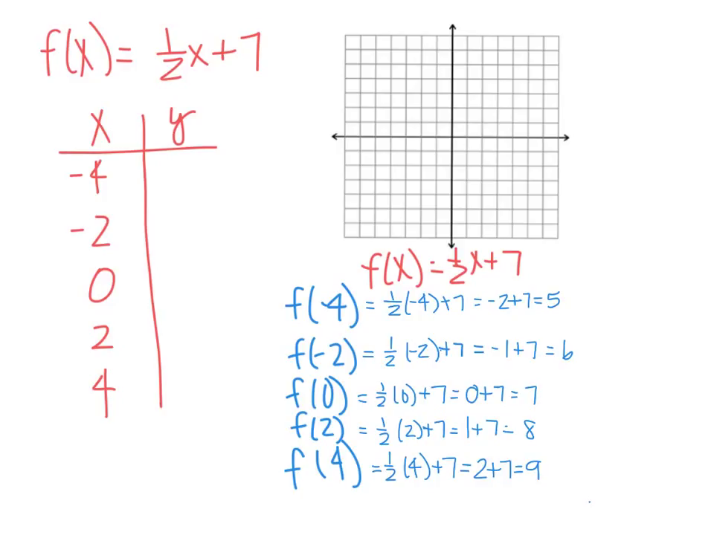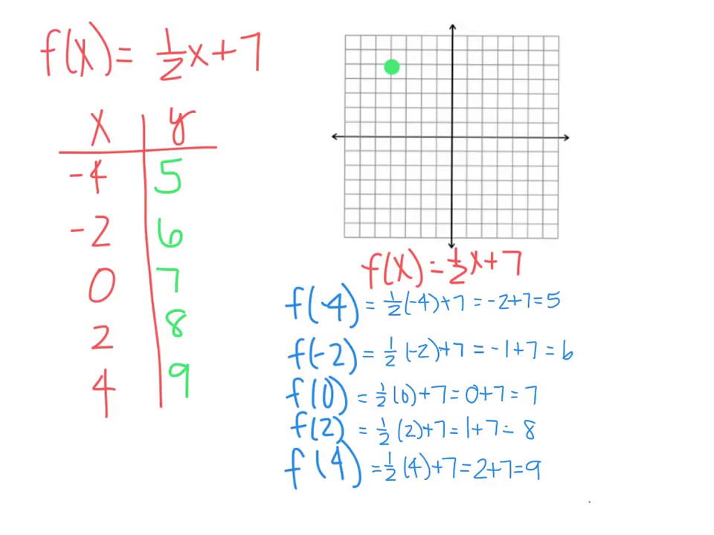So I can finish filling in my table. So it'll be negative 4, 5, negative 2, 6, 0, 7, 2, 8, and 4, 9. And now I'm going to plot those points on my graph here to the right. So negative 4, 5 tells me I'm going to go left 1, 2, 3, 4, and I'm going to go up 1, 2, 3, 4, 5. And I'm going to put a point there.